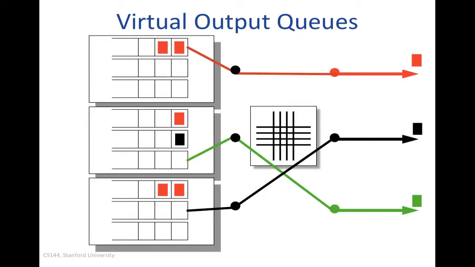So the good news overall is we've reduced the speed of the queues to 2 times R, speed of the memories, because remember, we can only have 1 packet come in at a time and only 1 packet depart at a time.